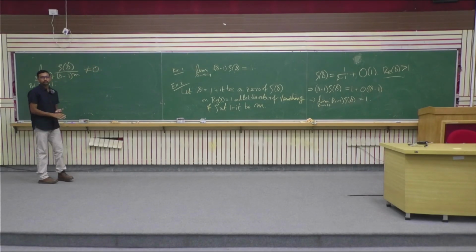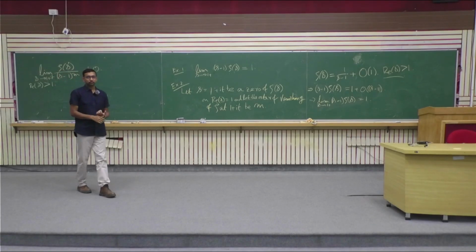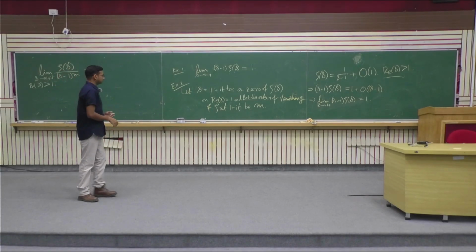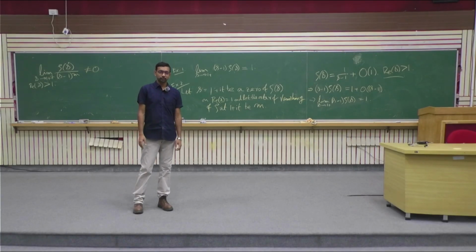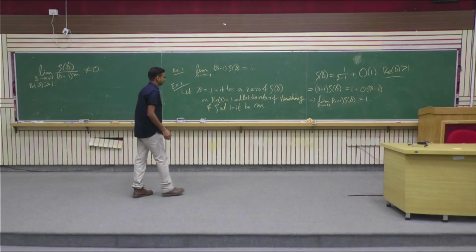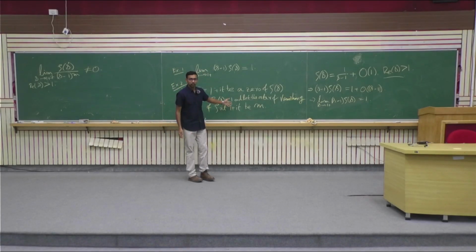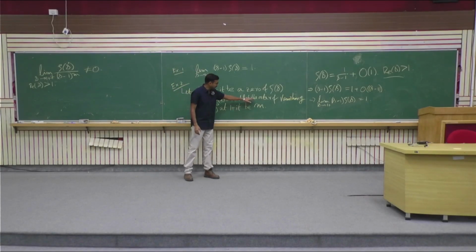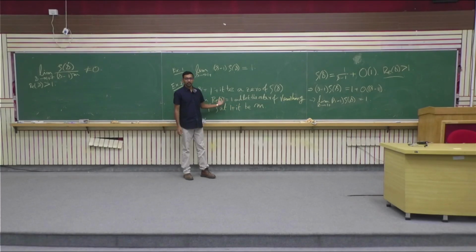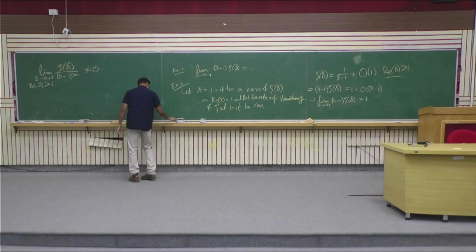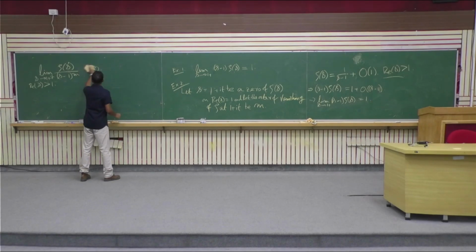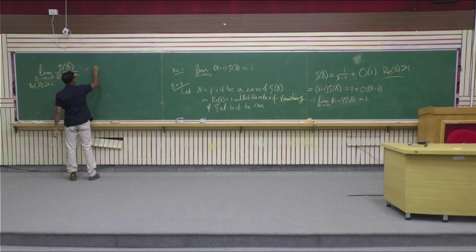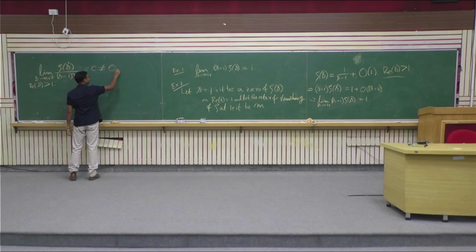Why? Yes, indeed. It's just the definition of order of vanishing, that zeta(s) has order of vanishing m at this point. So in particular, this is actually trivial. It is equal to some constant which is not equal to 0.